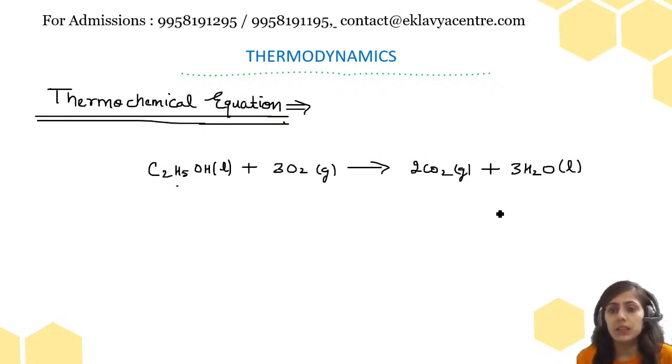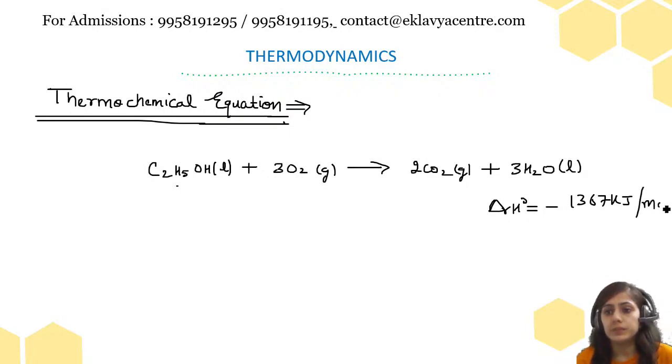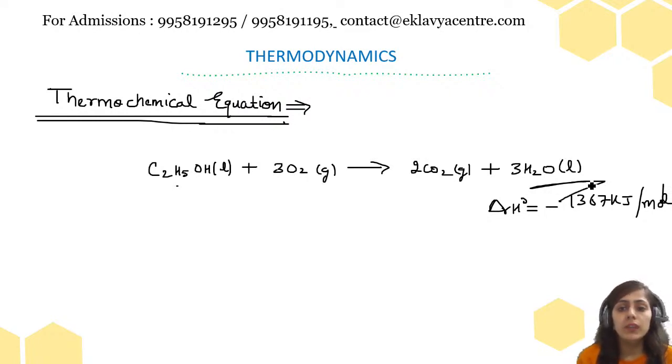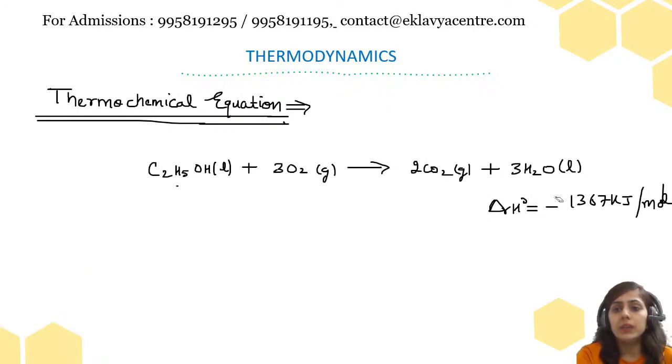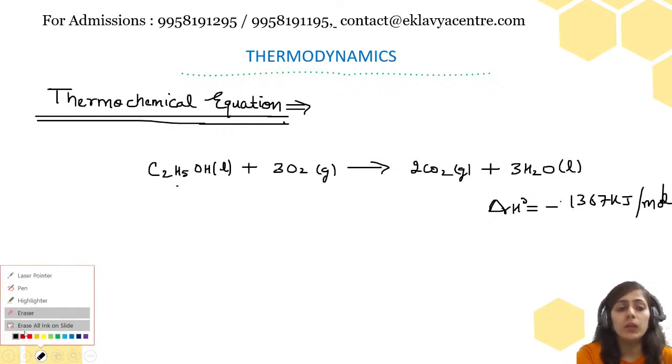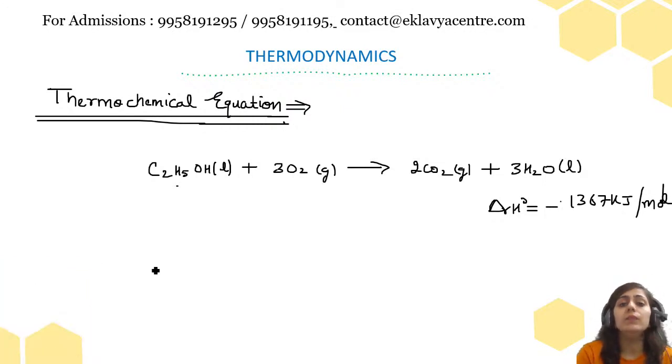So in this case the enthalpy of reaction will be minus 1367 kilojoule per mole. Yes, so basically this is a thermochemical reaction where we know the values of enthalpies of formation, and with the help of them we can calculate enthalpy of reaction, and a thermochemical equation is that reaction where we have the balanced chemical reaction.